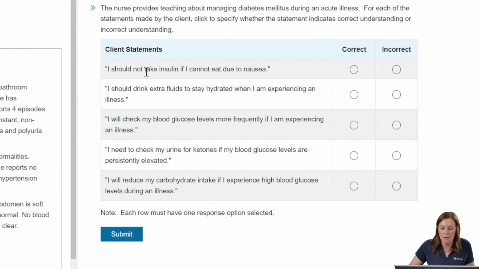So the first one, I should not take insulin if I cannot eat due to nausea. I should drink extra fluids to stay hydrated when I am experiencing an illness. I will check my blood glucose levels more frequently if I am experiencing an illness. I need to check my urine for ketones if my blood glucose levels are persistently elevated. And I will reduce my carbohydrate intake if I experience high blood glucose levels during an illness. And it even tells us on here, each row must have one response option selected. So you guys use the chat. Tell me which ones you think are correct, which ones you think are incorrect, and then we'll go through.